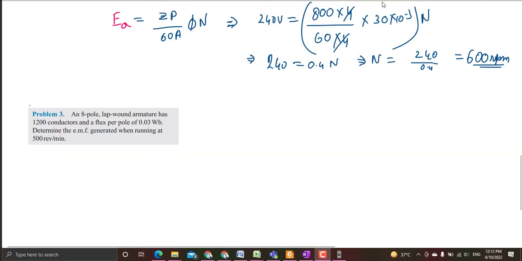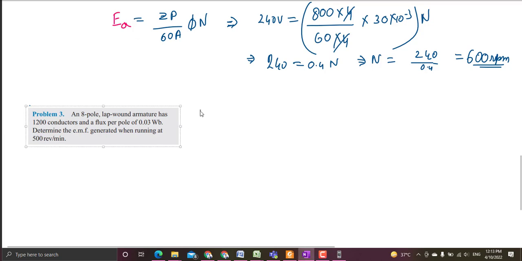So let us do the next question. In problem number 3, it is given as an 8-pole lap wound armature. Number of poles is 8, lap wound, so parallel paths are equal to the number of poles. The armature has 1200 conductors, and the flux per pole is also given. Determine the EMF generated when running at 500 revolutions per minute. So here also we have to determine the EMF generated.